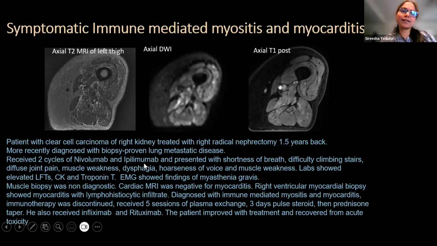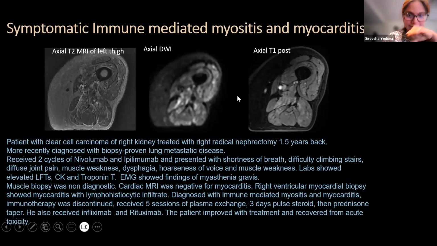After two cycles of this immunotherapy, nivolumab and ipilimumab, the patient presented with shortness of breath, difficulty climbing stairs, diffuse joint pain, muscle weakness, dysphagia, hoarseness of voice. Labs showed elevated liver function tests, creatine kinase, troponin T. EMG also showed findings of myasthenia gravis, which is neuromuscular junction involvement. MRI showed patchy areas of enhancement within the muscle. This is post-contrast T1. There is patchy edema within the muscles of the left thigh.